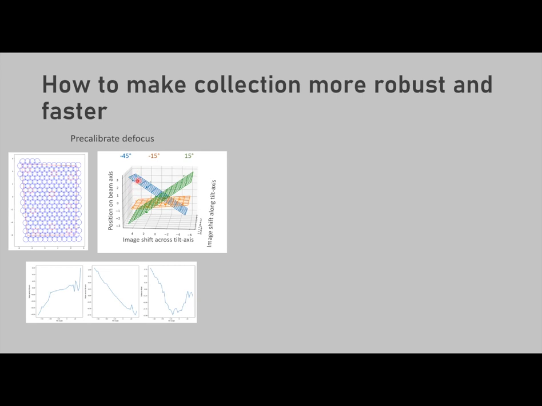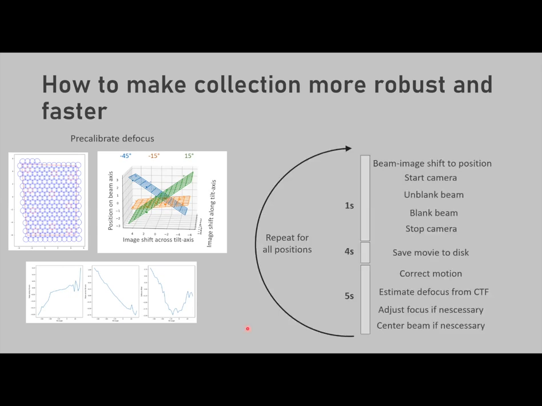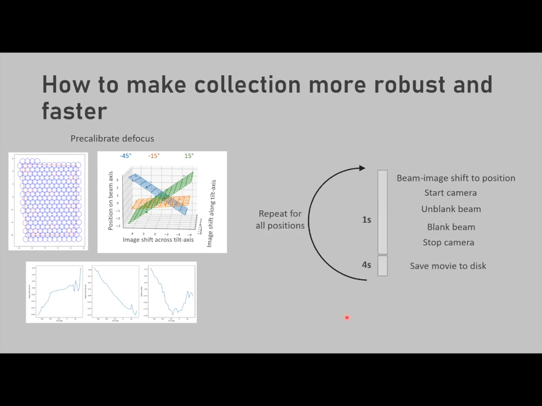And as you can see, if you plot this height as a function of the image shift, you get very nice planes. And as you tilt the stage, you basically tilt the plane. So the plane represents the position of the lamella in the microscope. And so now for every position, you can just calculate from this plane what you set the focus of the microscope to, and you don't have to adjust the focus for every exposure. So we can get rid of these 5 seconds in the loop.